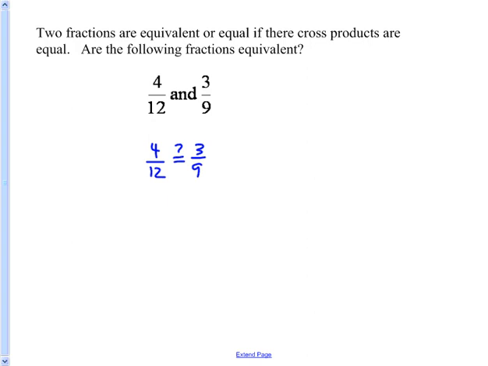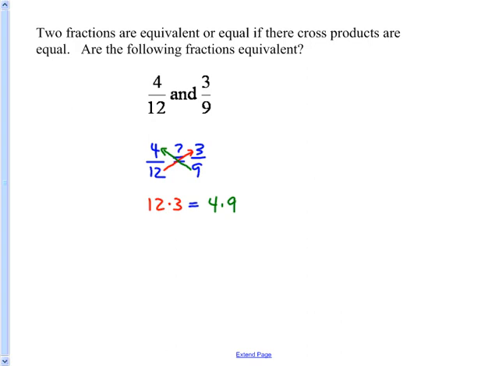Cross products are formed by taking the denominator of one fraction and multiplying it by the numerator of the other fraction. So in this case, we'd go 12 times 3, and taking the denominator of this fraction and multiplying it by the numerator of the other fraction, 4 times 9. And the question is, are those products equal? That's why we call them cross products.